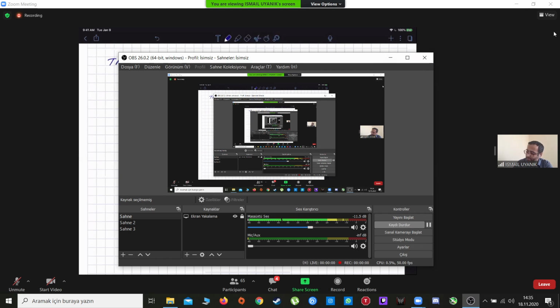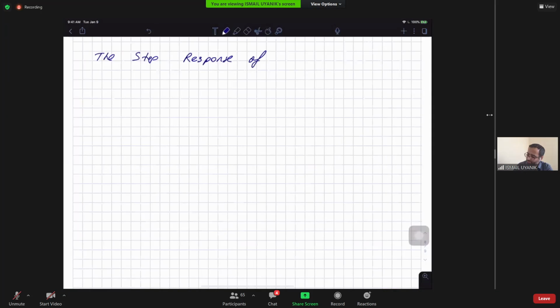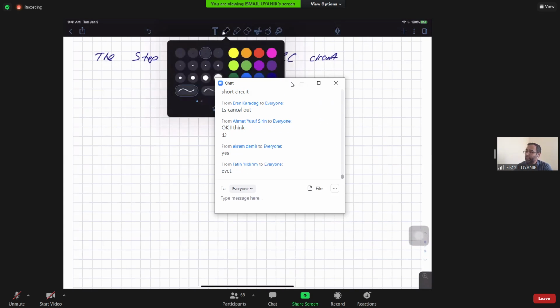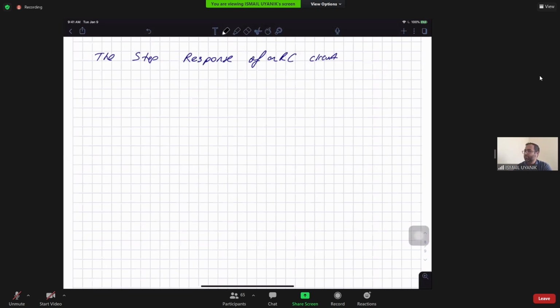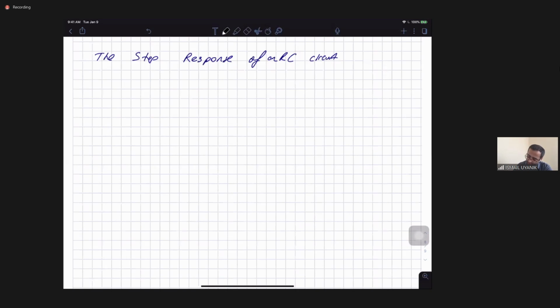Let's say, of an RC circuit. Okay, so I will draw an RC circuit representation. This time we will include an inductor, a current source here. This will be our current source.